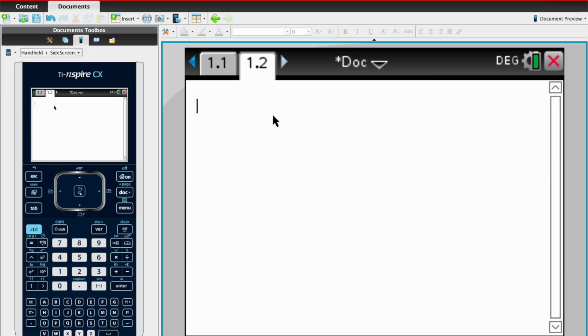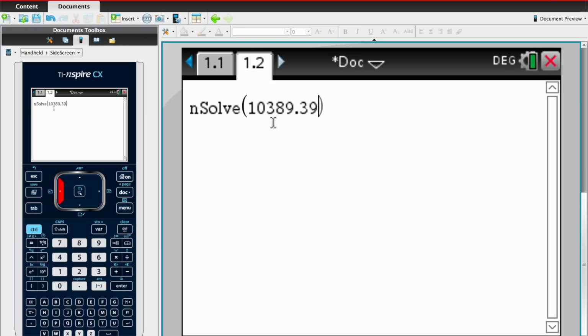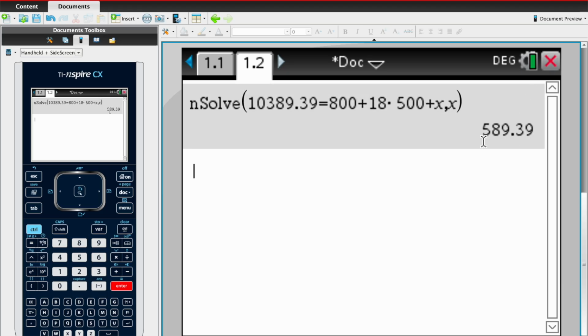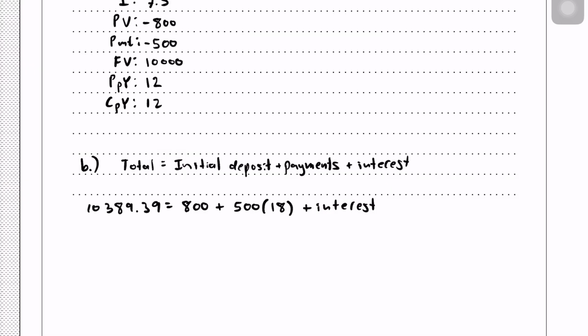Menu, algebra, numerical solve. This is our final amount, 10,389.39, and it equals that initial deposit plus 18 payments of 500 plus some interest amount. We can put it as X, and we want to find out what that missing value is. In this case, she has earned $589.39 in interest. Let's write that out.